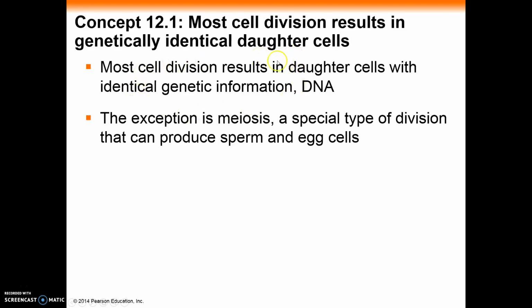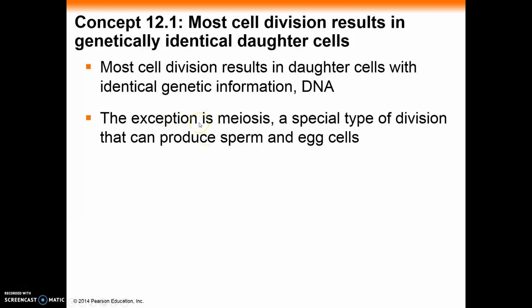So when cells go through replication and they're going to divide, usually the cells are producing an exact copy of themselves, or a clone of themselves. So both daughter cells that result when a cell divides have identical genetic information.